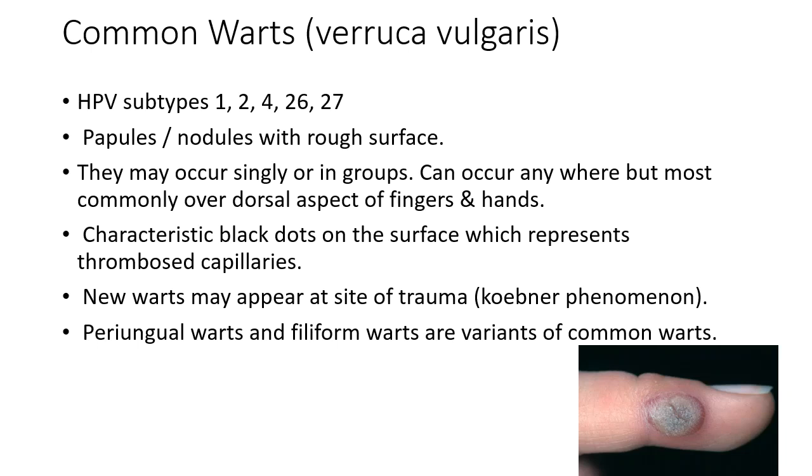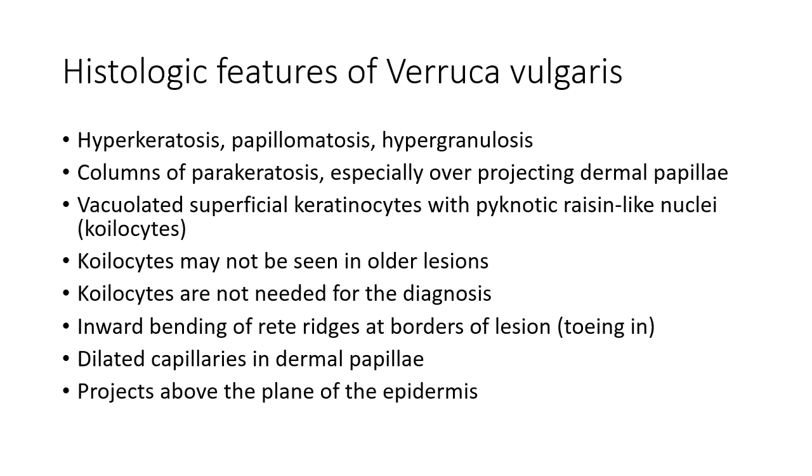Inward bending of rete at borders of lesion, which is known as toeing in. There are dilated capillaries in the dermal papillae, and mainly the verruca vulgaris projects above the plane of the epidermis. As you can see in the histologic pictures, you can see the hyperkeratosis and the papillomatosis in the first picture above, and the second picture on your right shows the large vacuolated cell with enlarged and irregular keratohyalin granules, and also at the top you can see the coilocytes.